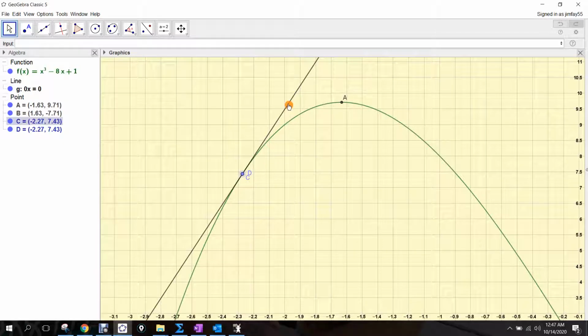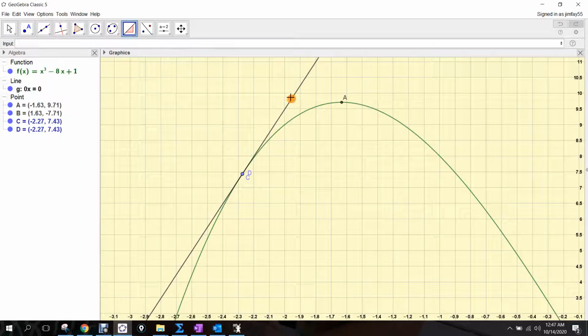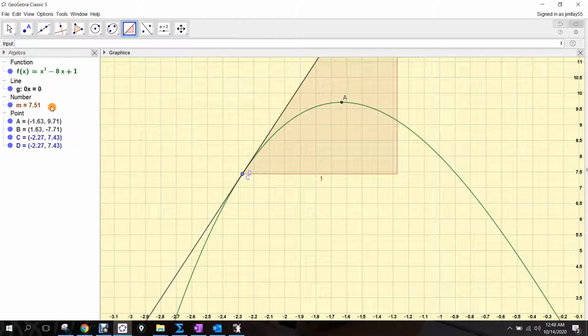Okay? So right now, the slope of this line right here would be 7.51. So basically what I'm telling you is that if I ask you what is the slope of this curve at the point x being negative 2.27, if you're standing at negative 2.27, what's the slope of the curve? You would say it's 7.51.